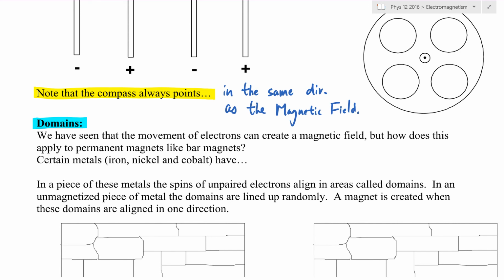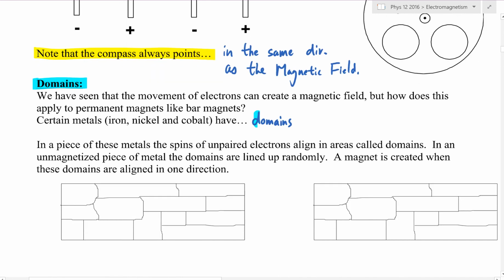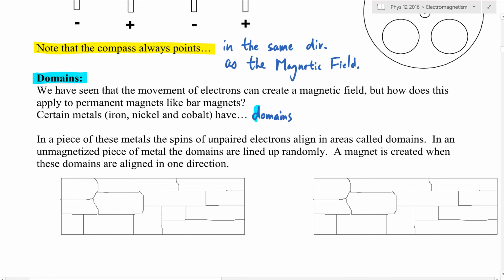But how does this apply to a permanent magnet, like, for example, a bar magnet? Well, certain metals, for example, iron, cobalt, or nickel, or even neodymium, which is a really, really strong magnetic metal, they have domains. Now, in a piece of this metal, the spinning of these electrons lies in areas called domains.